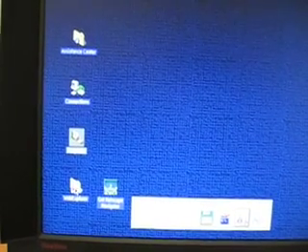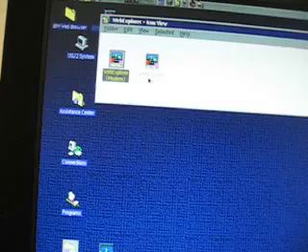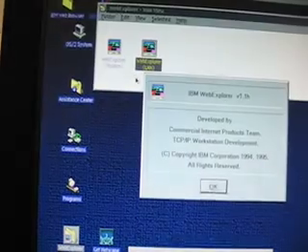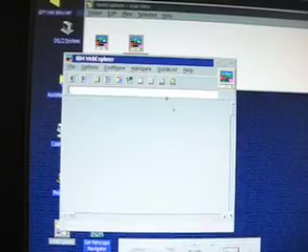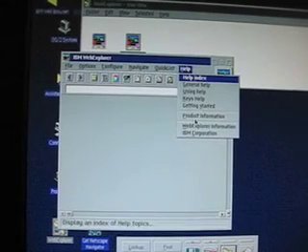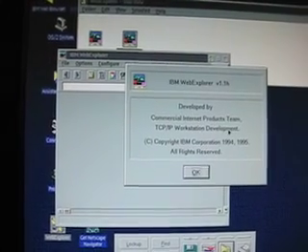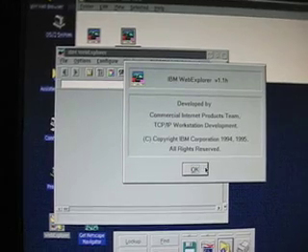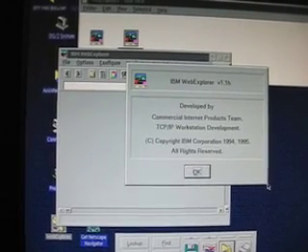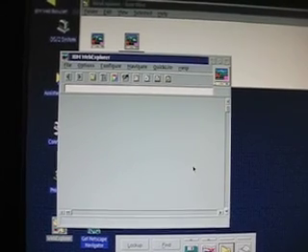Basically you get with the operating system this web browser that's called Web Explorer, which is a very, very old web browser. I don't believe it was created by IBM because the credit says Commercial Internet Products Team. So I guess it was ordered by IBM, but from some external company, outsourcing, whatever. It's very old.